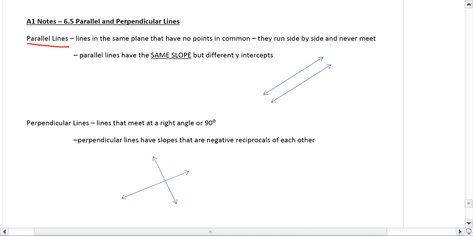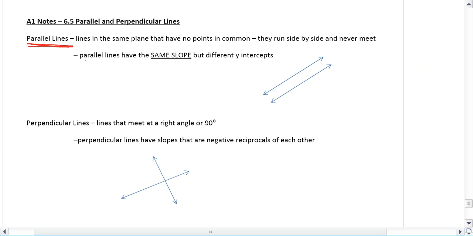Parallel lines are lines that lie in the same plane. In other words, they lie on the same flat surface, but they have no points in common. In other words, they run side by side and they never cross and never meet, sort of like the two railroad tracks.